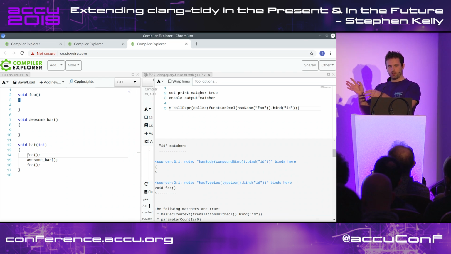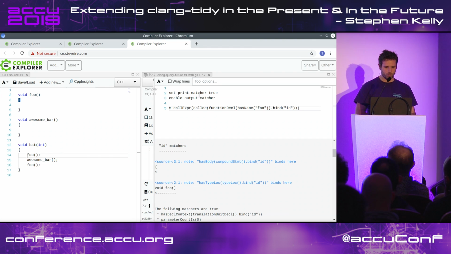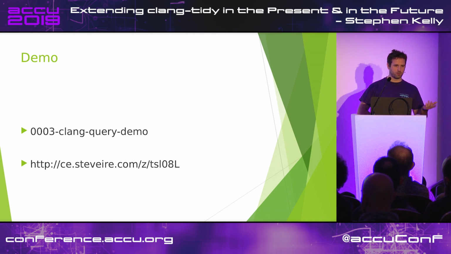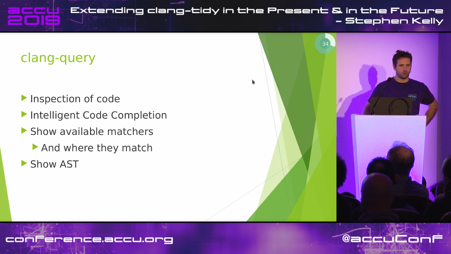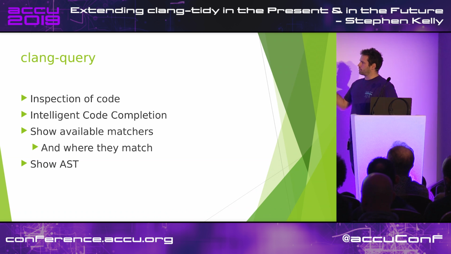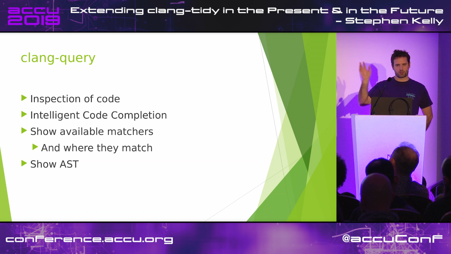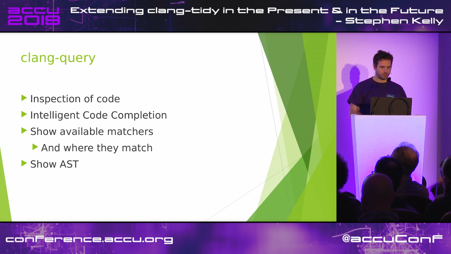So this is only doing the matching part of the check. It's not actually going to rewrite the source code or anything. But that's how you discover matchers now. You can type them into clang-query, have it output for you what is possible, and then you experiment with them. You see what does that actually mean. And so clang-query lets you inspect your code. It lets you sort of map in your head between what your source code is and how that's represented in the Clang AST.